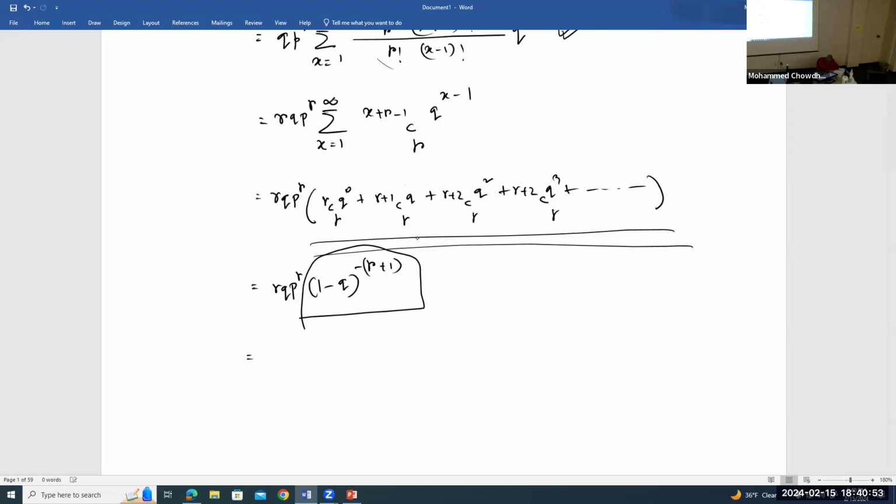Now that could be written as r q p to the power r. This is equal to (1 minus q) to the power minus (r plus 1), which could be written as r q p to the power r, with 1 minus q equal to p, so p to the power minus (r plus 1). So we have r q over p. r q over p is the mean of the negative binomial distribution. r q over p.